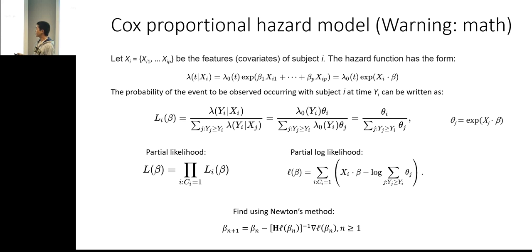And you want to find the beta. If you want to find the best coefficients for your model, you would optimize beta using Newton's method. Some of you might have seen the Newton-Raphson method for finding zeros in your scientific computing class. This is the optimization version of it. Here, you may notice there's a Hessian matrix, where you have to take the inverse of a Hessian matrix.